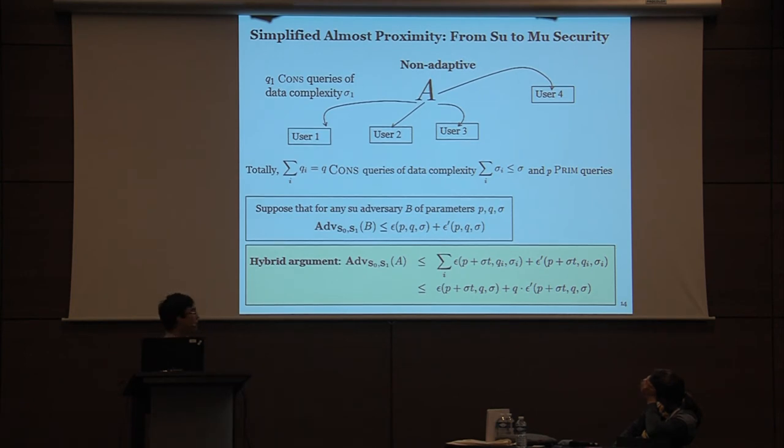Then by using a hybrid argument, the advantage of A is at most the sum in which the i-th summand is epsilon plus epsilon prime. The first argument of this function, however, is P plus sigma t instead of just P, because during the hybrid argument, we have to simulate some construction queries, and these involve making primitive queries. When we sum it up over all users, because epsilon is super-additive, and there are at most Q users, the sum is at most epsilon plus Q epsilon prime.